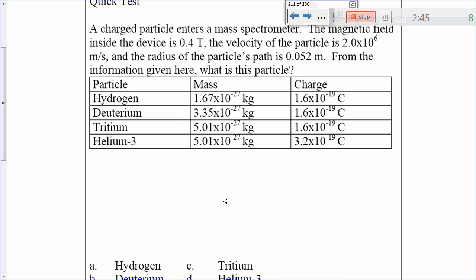This is a very famous experiment in the 20th century to determine the mass-charge ratio of an electron. They did this basically.